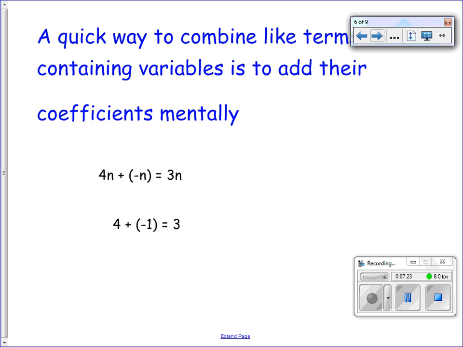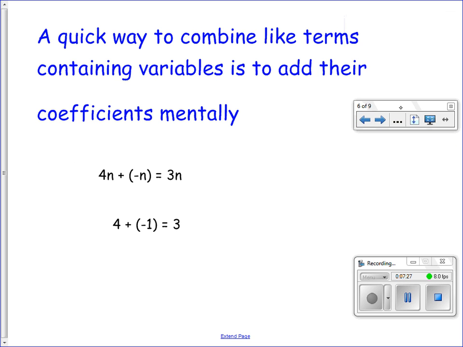Now, a quick way to combine like terms containing variables is to add their coefficients mentally. You had this example on the previous screen: 4n plus negative n, it's just like saying 4 plus negative 1, and that is 3. So 3n would be your solution for that.